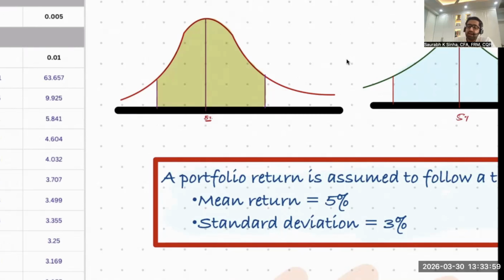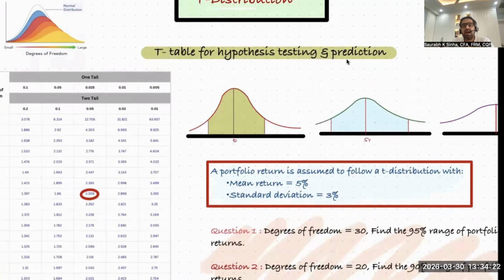Or the question would be that if the portfolio return is 5% and the standard deviation is 3%, then tell me how many standard deviations 2% is away from the mean. It is minus 1 standard deviation away from the mean, right? So the t-statistic is minus 1. Okay, so that is the t-statistic, distance from the mean in terms of standard deviation.